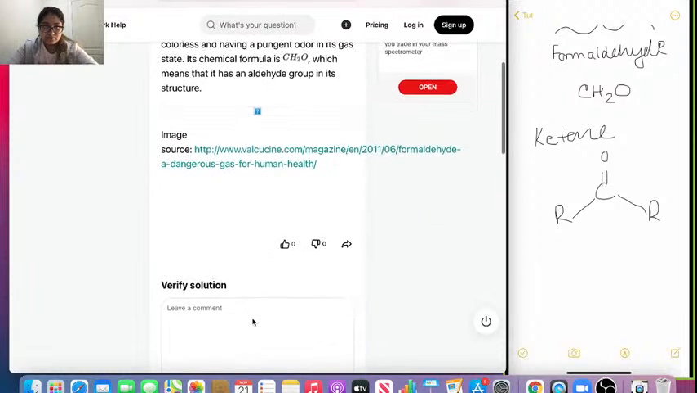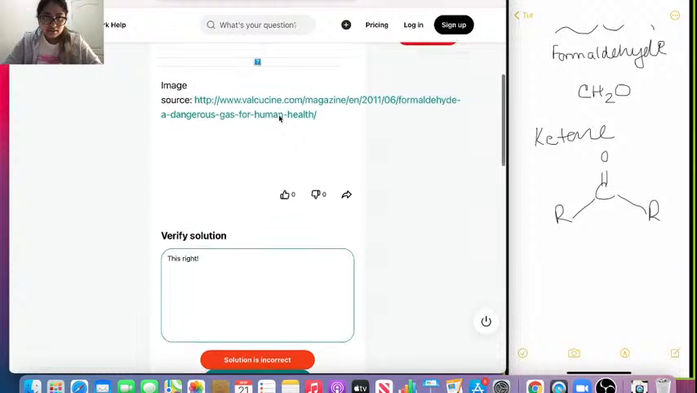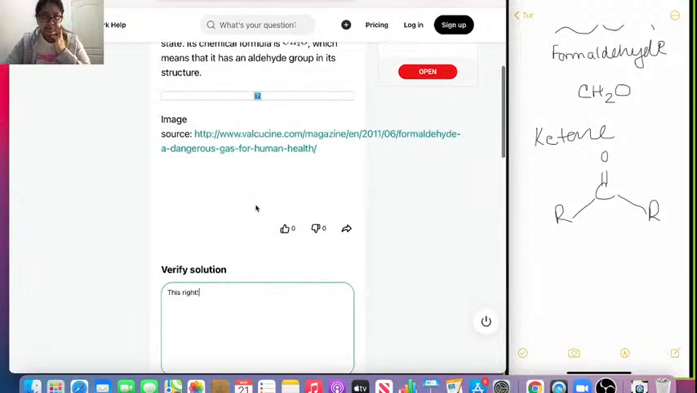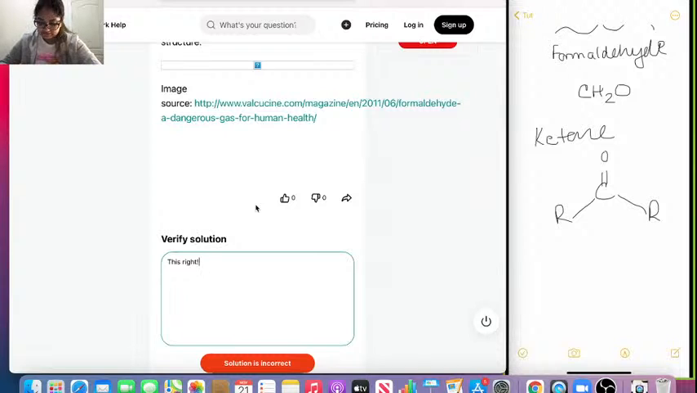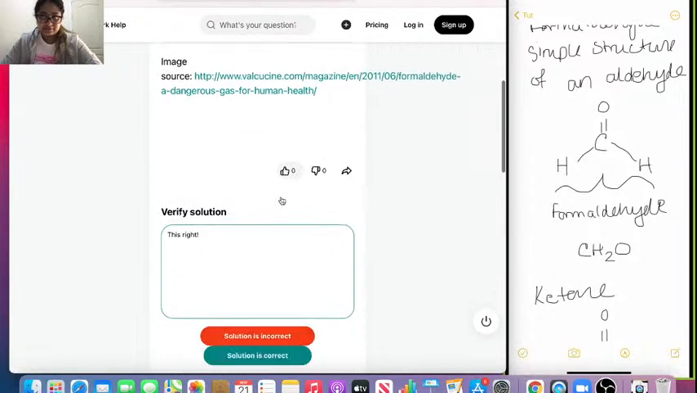And so I think they have given a formaldehyde picture, okay, yeah, this is right. It's a double bonded oxygen with a carbon and it only has one carbon. So that is the molecular formula for that.